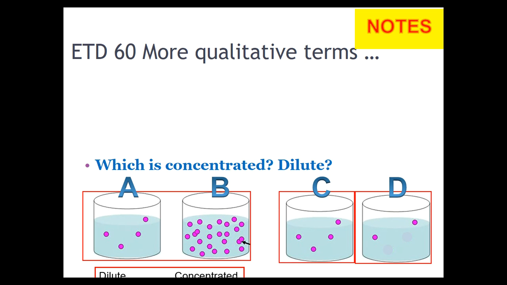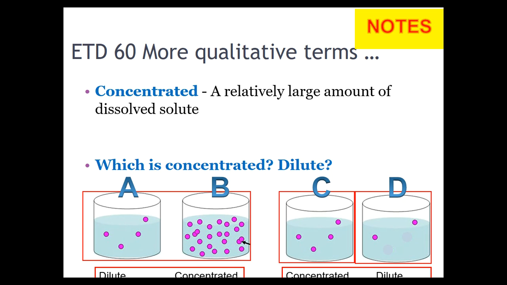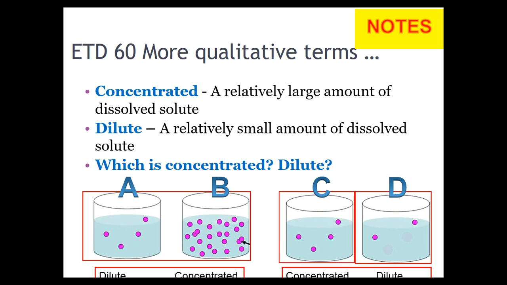Then, of course, I could present these two solutions, C and D. Which one's more concentrated? Well, the concentrated one in this case is C, which looks exactly like A. But this is because it is a relative term. It just has more solute compared to the one you're comparing it to. So it's all relative, and you have to keep that in mind. This means that concentrated is a relatively large amount of dissolved solute, and dilute is a relatively small amount of dissolved solute. But it all depends on what you're comparing it to, right?